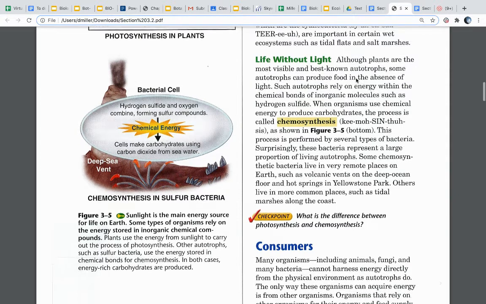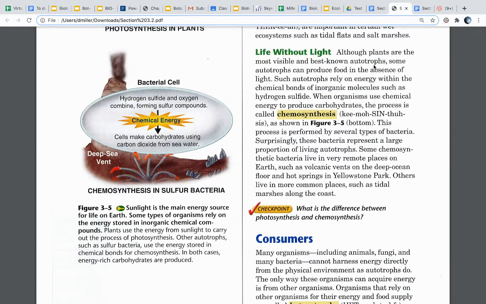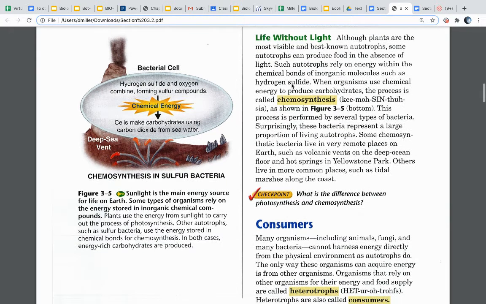Life without light. Although plants are the most visible and best known autotrophs, some autotrophs can produce food in the absence of light. Such autotrophs rely on energy within the chemical bonds of inorganic molecules, such as hydrogen sulfide. When organisms use chemical energy to produce carbohydrates, the process is called chemosynthesis, as shown in figure 3.5. This process is performed by several types of bacteria.